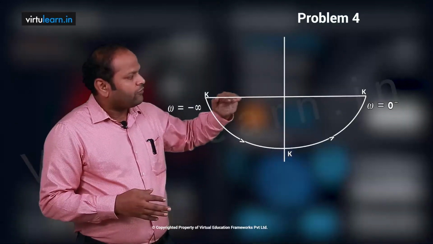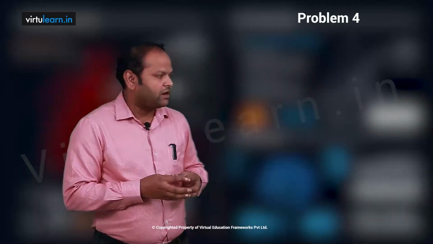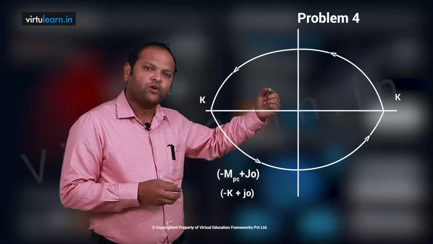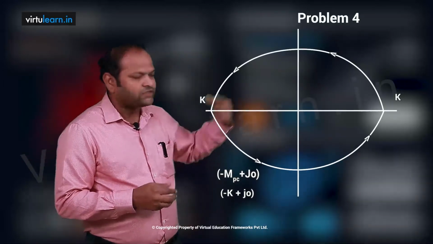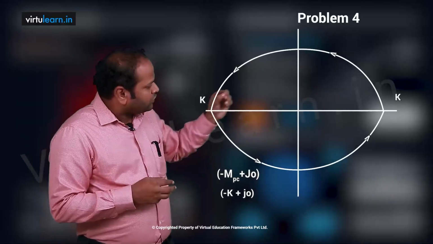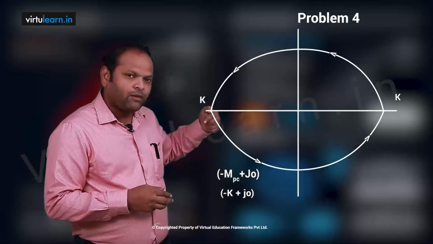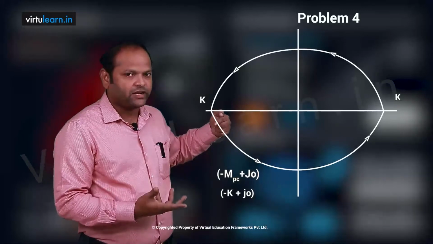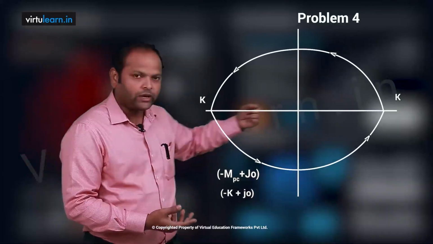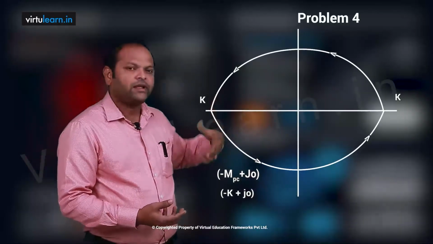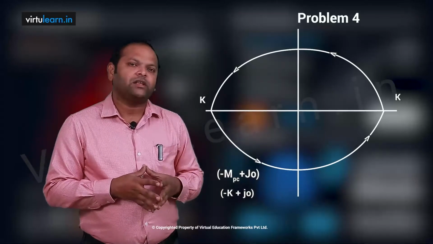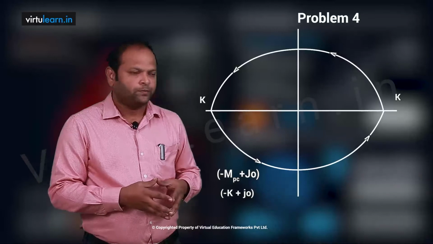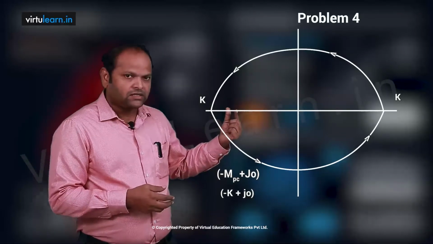Now how to find the stability of the system? To find the stability of the system, look at where this Nyquist plot is intersecting the negative real axis, or the minus 180 degrees line. We know that the minus 180 degrees line and the plus 180 degrees line are both the same. That is the negative real axis, and this point has magnitude k. Then what is the point? The point is minus k plus j0.